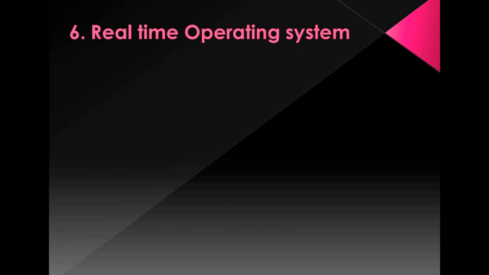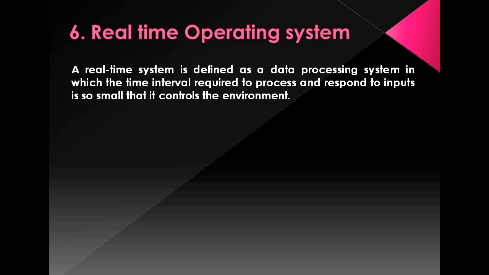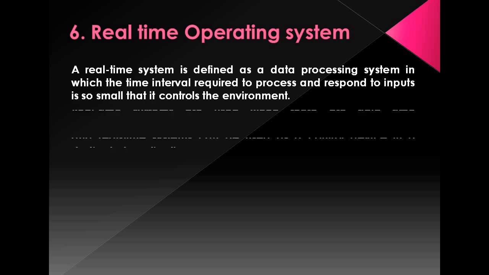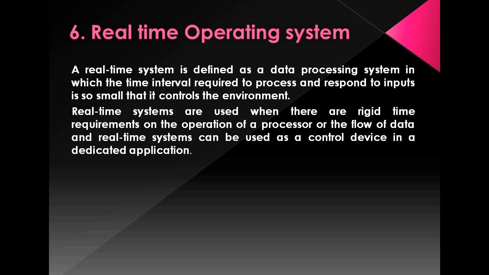Last, we'll move on to the last type of operating system, that is the real-time operating system. As the name implies, you can understand that this operating system should work in a given time. A real-time system is defined as a data processing system in which the time interval required to process and respond to inputs is so small that it controls the environment. Real-time systems are used when there are rigid time requirements on the operation of a processor or the flow of data, and they can be used as a control device in a dedicated application.